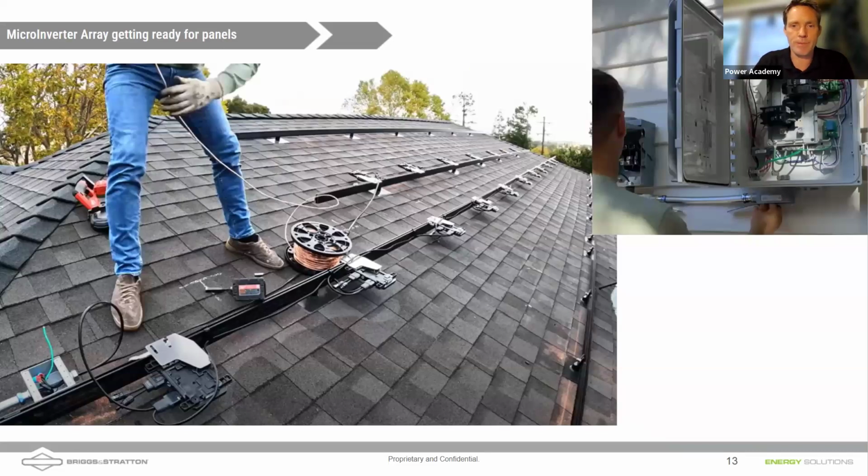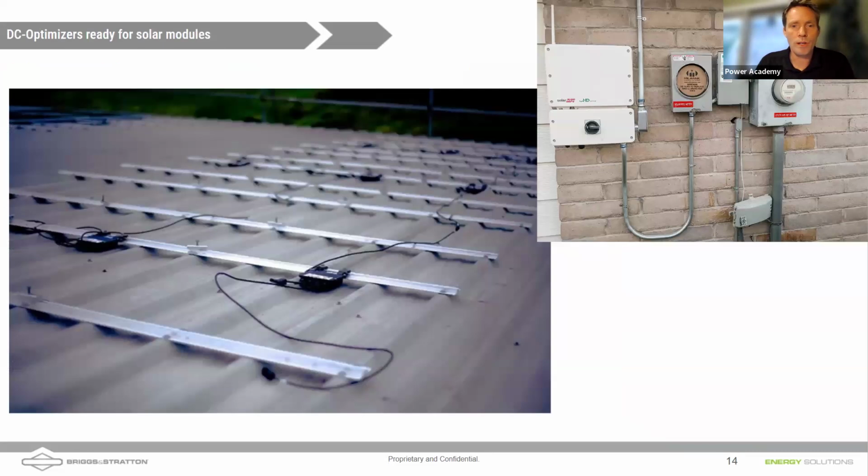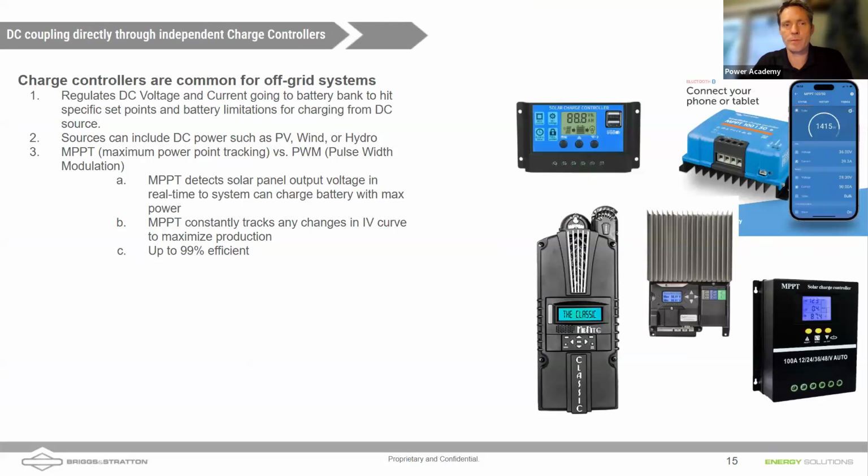Okay, so here's an example of an AC system. We're looking at DC optimizers on a roof as well, and that looks like it's going into a SolarEdge inverter. And then these are examples of DC coupled systems. What are we looking at here, Daniel? Charge controllers, some of the Midnight Classics. Yep, the Midnight Classics are there.